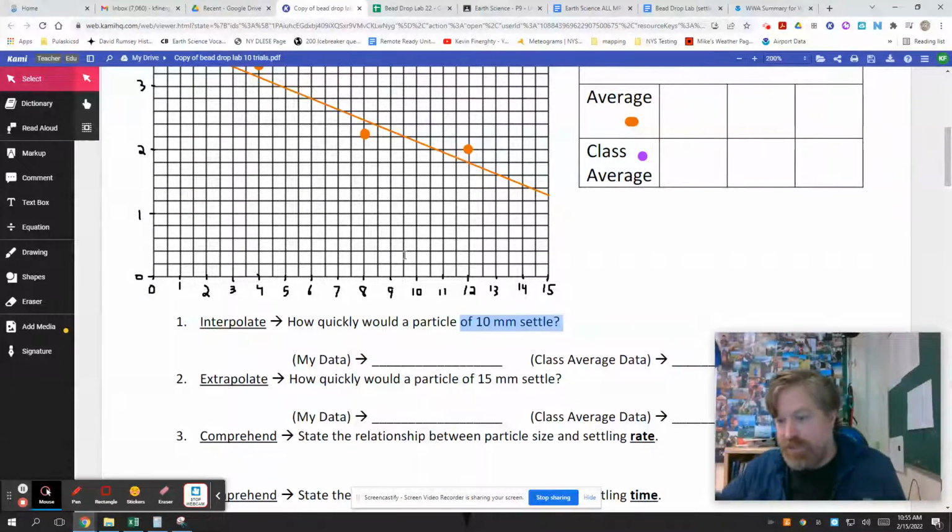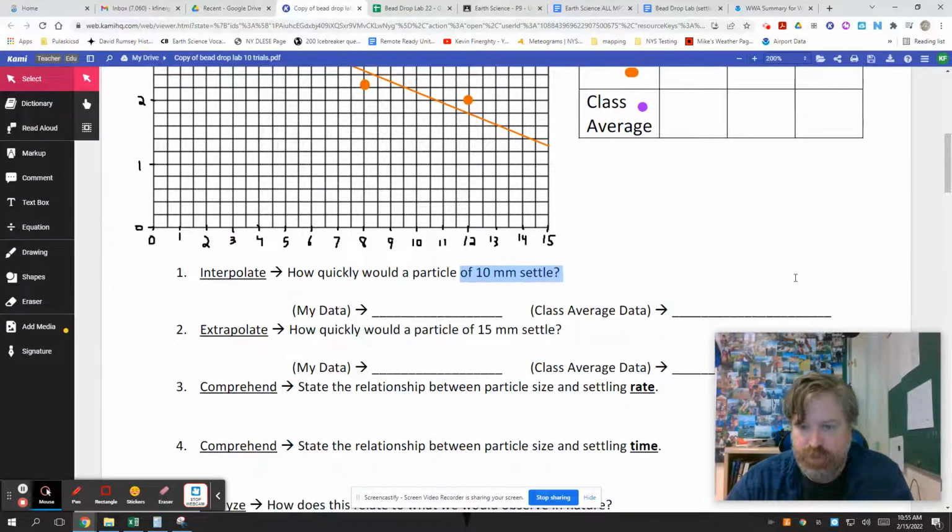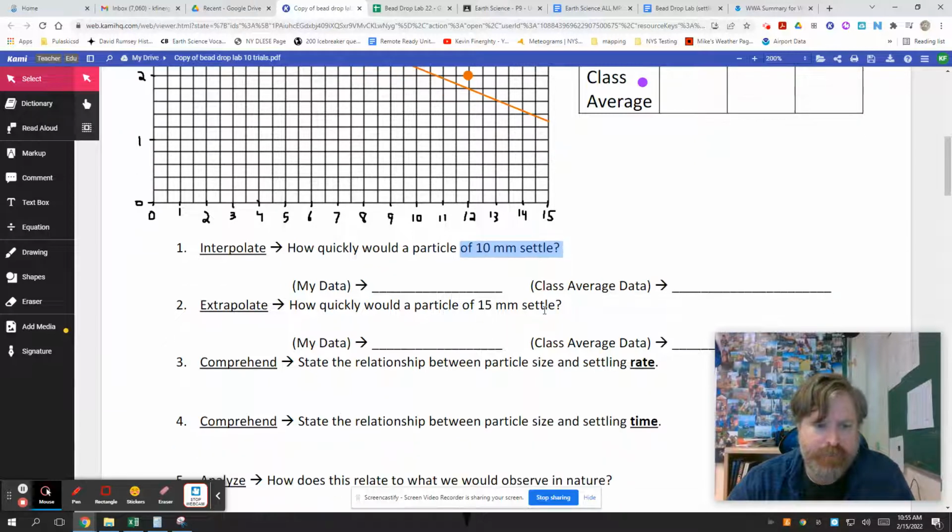Extrapolate is the same idea, only outside your data set. What if we had one that was 15? If we had 15, it would take about that long to settle. Not too bad. And you'll do it for both lines, your two colors, yours and the class average. And again, those answers might be pretty similar.